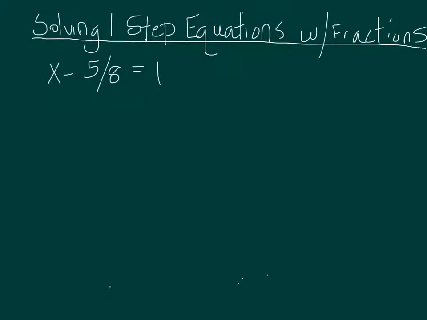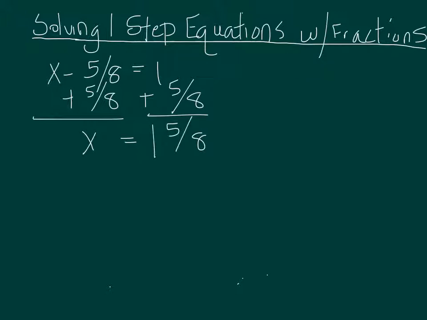Okay, on this video we're going to be solving one-step equations using fractions. And notice that our first example, x minus 5/8 equals 1. We're going to follow the same steps that we used with integers by taking care of our addition and subtraction first. So, minus 5/8. Let's do the opposite of that, which would be adding 5/8 to both sides. We are left with just x on the left side equals 1 and 5/8.